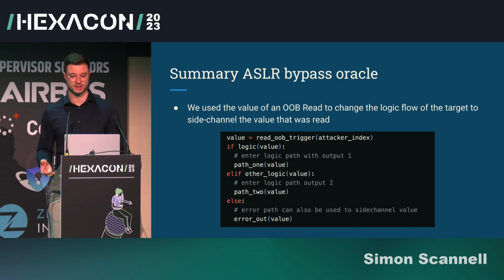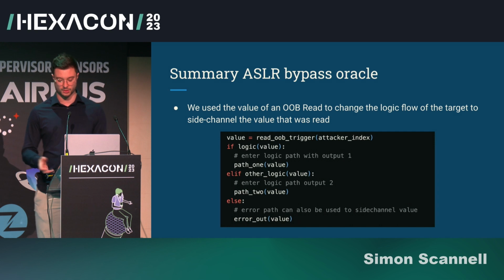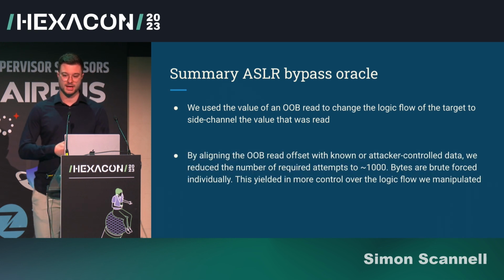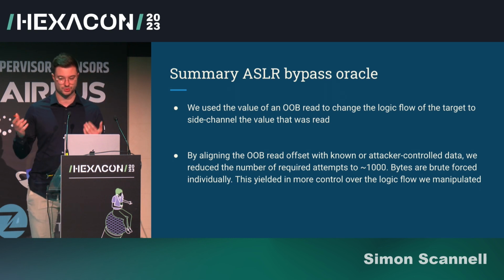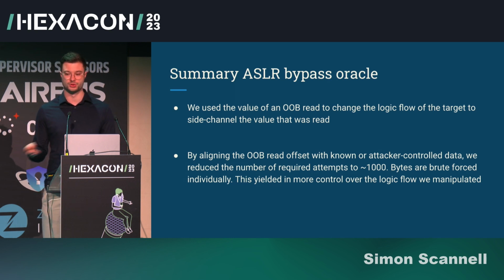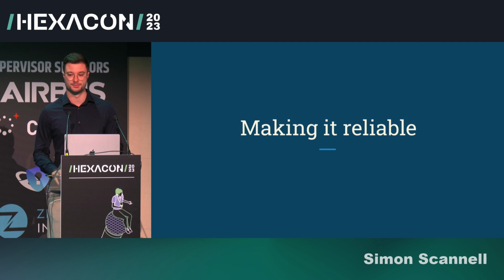And I've encountered this a couple of times now that I am actively looking for it. And by aligning the out-of-bounds read offset with known or attacker-controlled data, we reduce the number of required attempts to roughly 1,000. So bytes were brute forced individually, and this yielded more control over the logic flow that we manipulated.